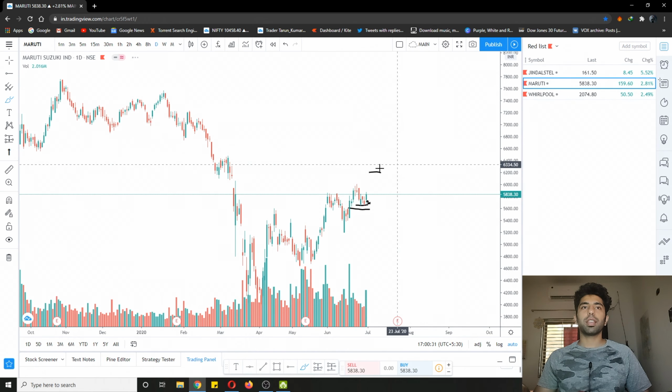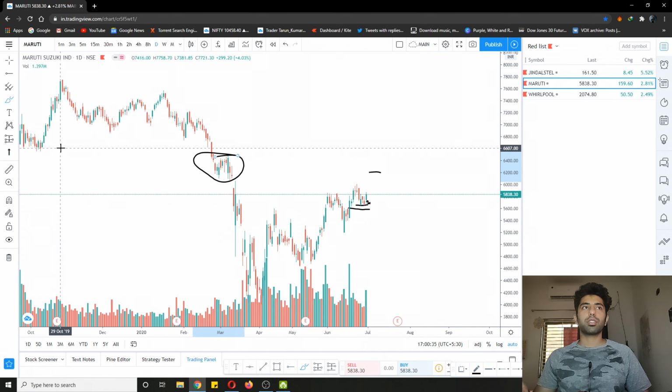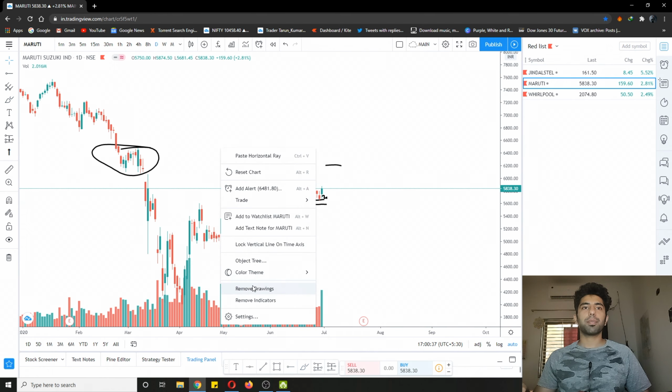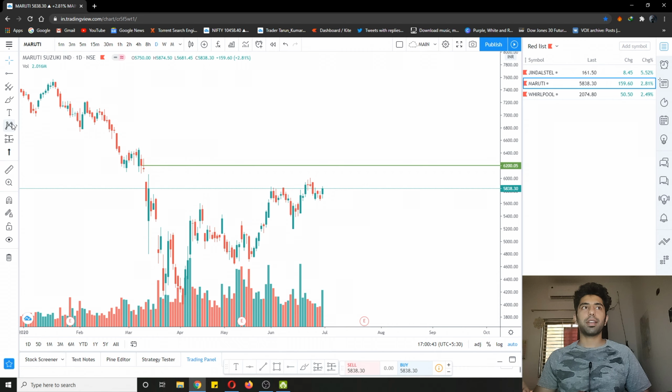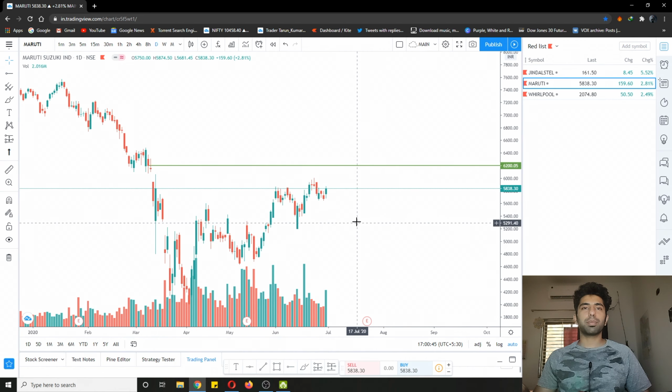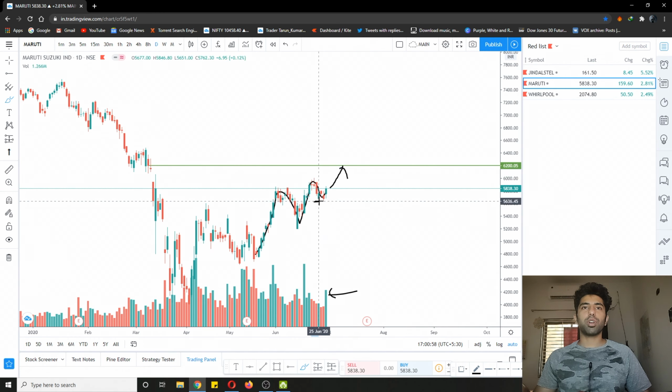For Maruti, we have an accumulation here, so this will act as a resistance, and 6,200 will be the target for the current move, which is around 5 to 6% away. This looks bullish, that we came down, this is coming up and it is moving up again. Good volume today at the end, so we can expect the move to the upside. A small stop loss can be placed around here.